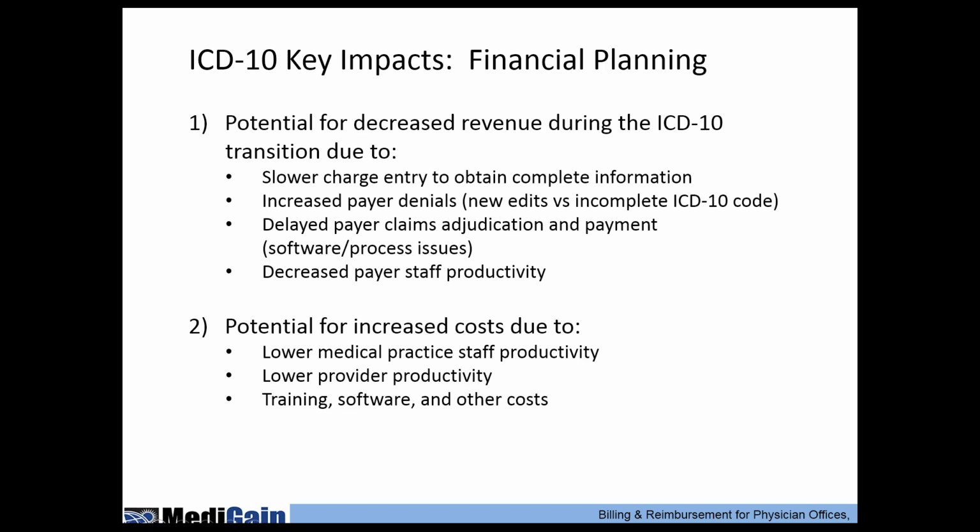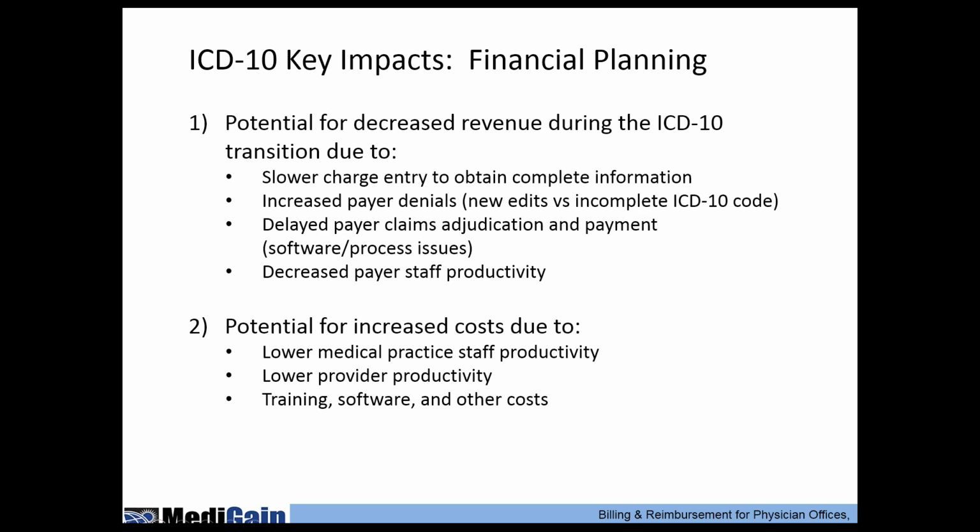So starting with the financial planning, there's a potential for decreased revenue, and it's largely the result of 2 components. The first concern is slower charge entry. Because there's going to be more detail required at the diagnosis, if the physician does not provide that detail in their documentation such that a coder can code the appropriate ICD-10 code, it will likely come back to the physician to provide that additional clarification or documentation. Or if we send it through to a payer, so if the physician's doing their own coding, MediGain's not coding it, we'll send it on through, and if the payer denies it, it'll come back again.